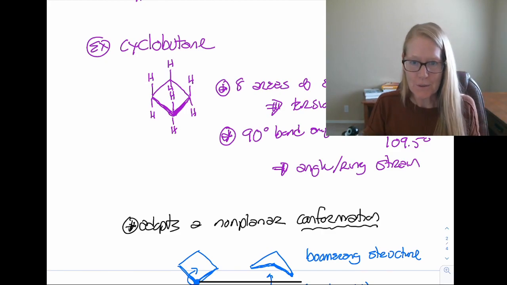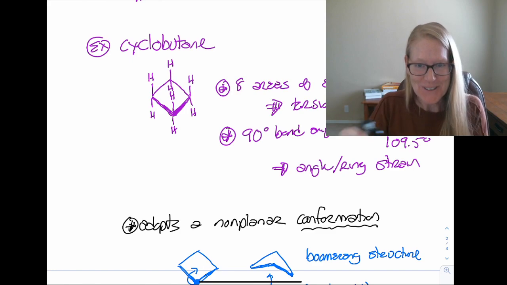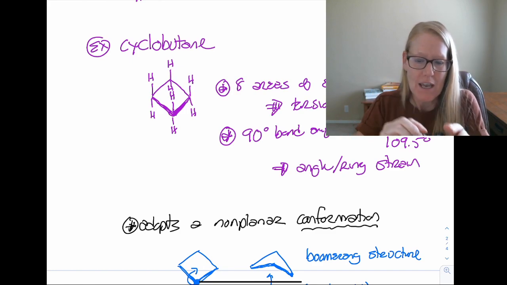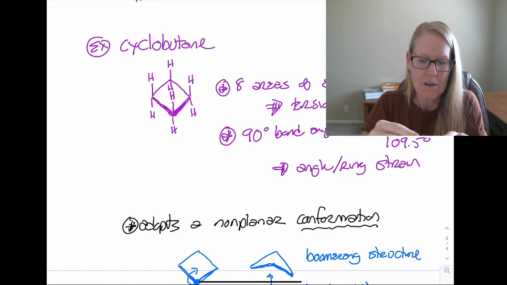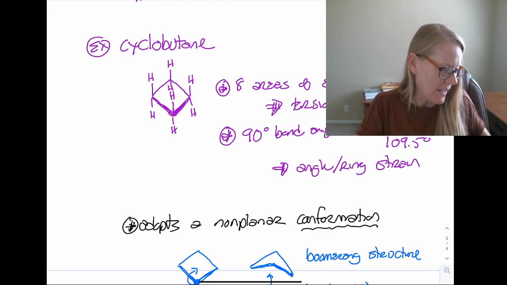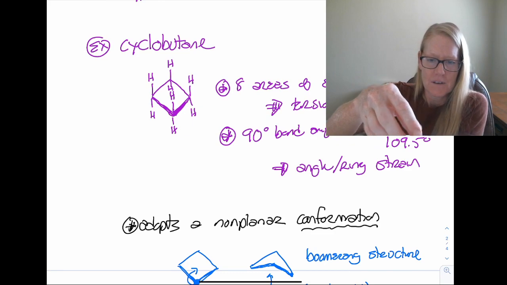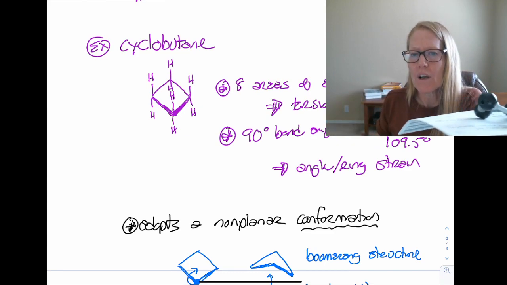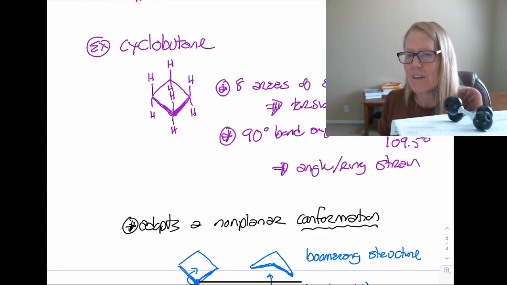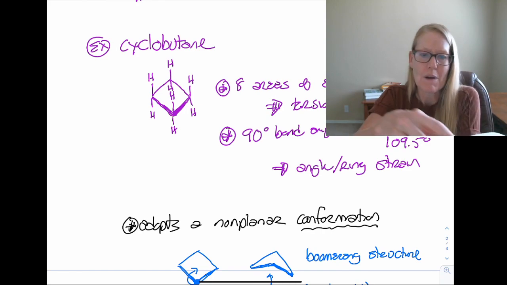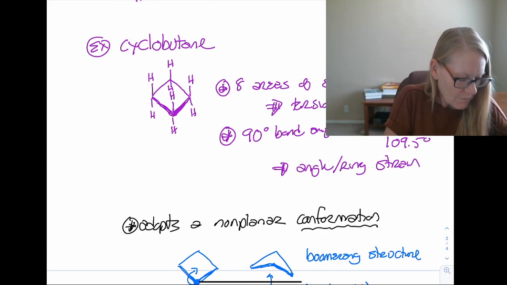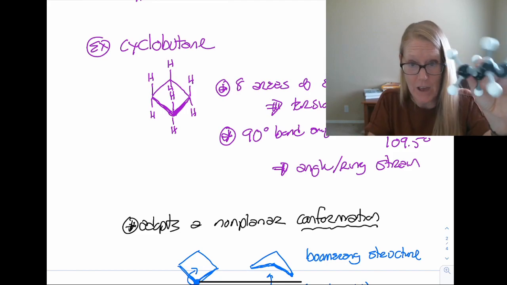So what we're going to do is adopt that non-planar geometry. I'm going to take one of them and bend it up over the plane. Now if I try to put it on my paper, that one carbon is sticking up. It's not actually flat. So that's my non-planar geometry.